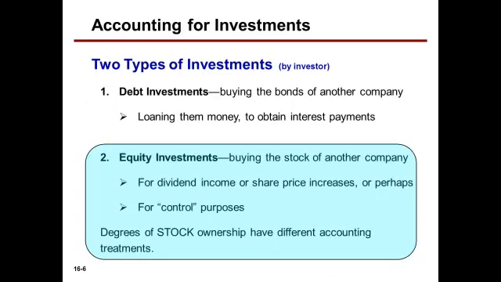So 2 types of investments. We previously visited debt investments, buying the bonds of another company for interest income. We'll focus on equity investments, buying the stock of another company, either for dividend income or share price increases, or perhaps for control purposes, for strategic reasons. Again, the degrees of stock ownership will have different accounting treatments.